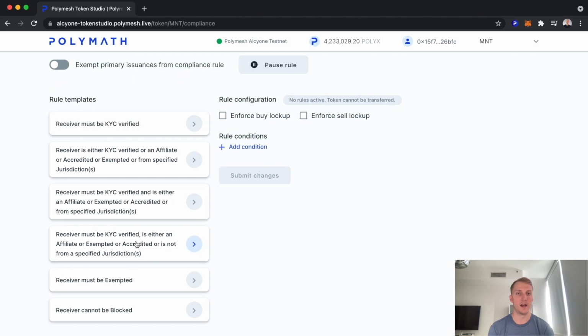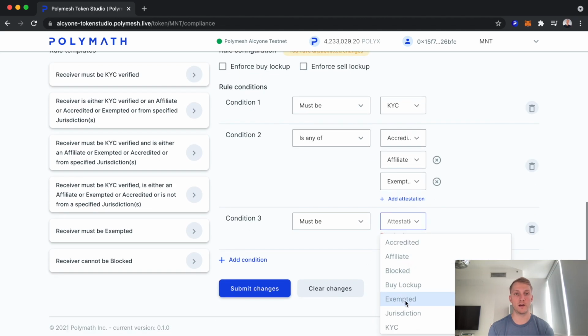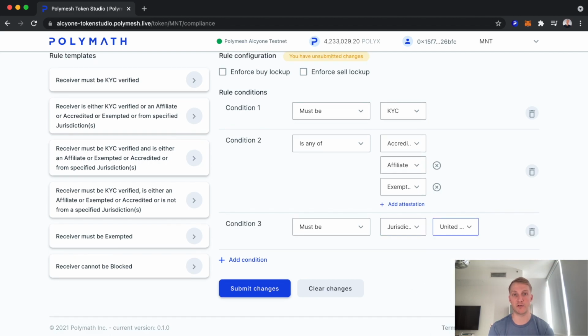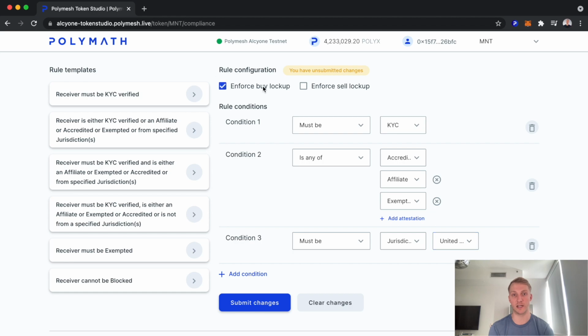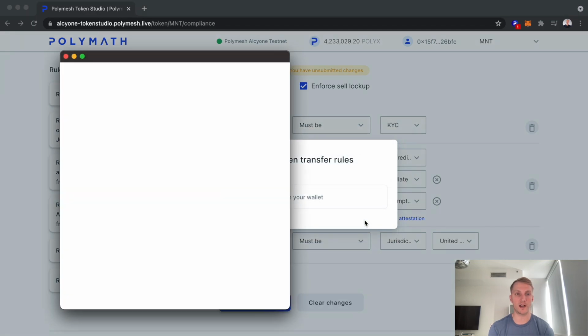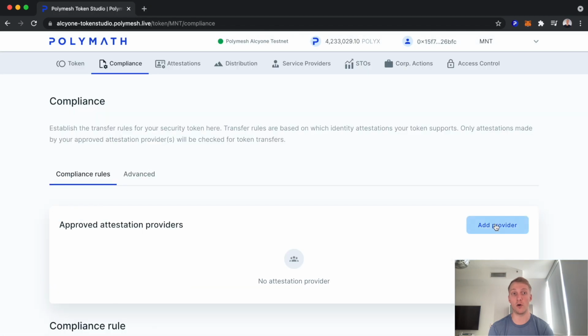I'm working with. And now here I want to set up the compliance rules of my security token. And the rules I want to set up are that the only individuals or entities that can hold my token, they must be KYC verified. They must be either an accredited, an affiliate, or exempt investor, and they must be from the US. And I also want to enforce buy lockups and sell lockups.